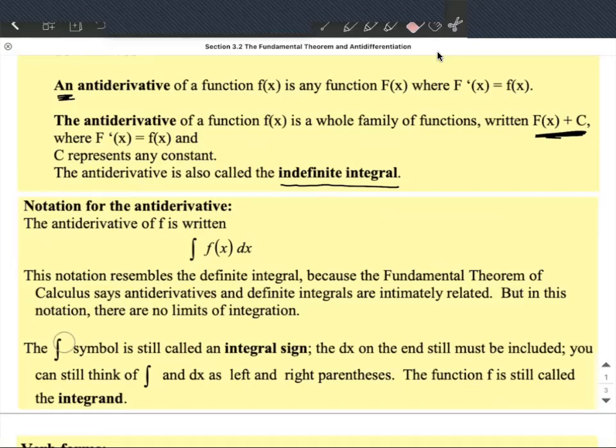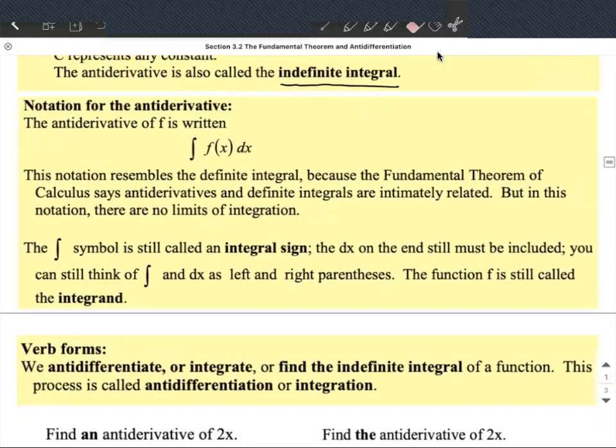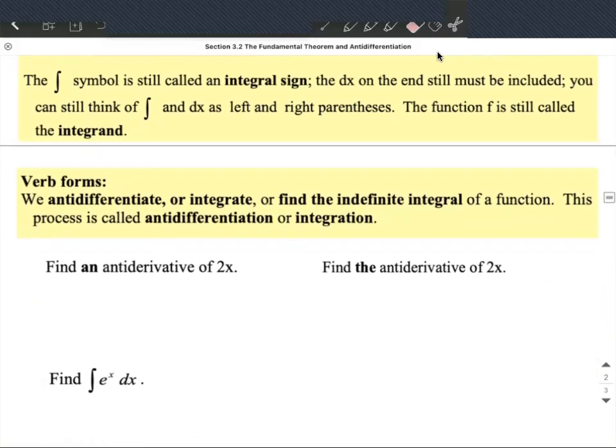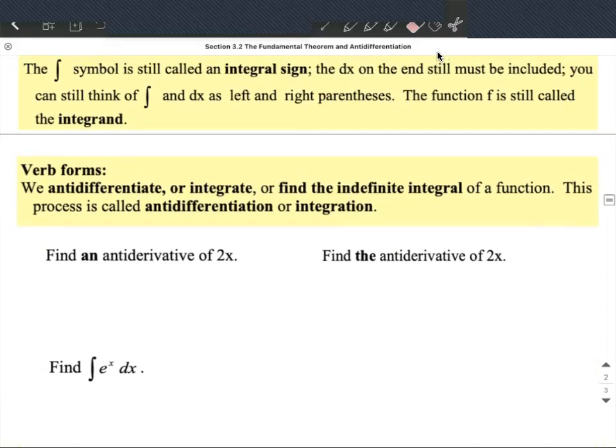Now I already mentioned this, but this elongated s, we call that the integral sign. Now, whatever's on the inside of this integral is referred to as the integrand. We won't use that as much, but we definitely need to know what an integral sign means. So some verb forms. To express that we want to find the antiderivative, we can say we want to antidifferentiate or integrate. These mean the same things. Or find the indefinite integral of a function. All of this is antidifferentiation or integration. So there's a lot of different vocabulary, and I know it's all brand new right now.